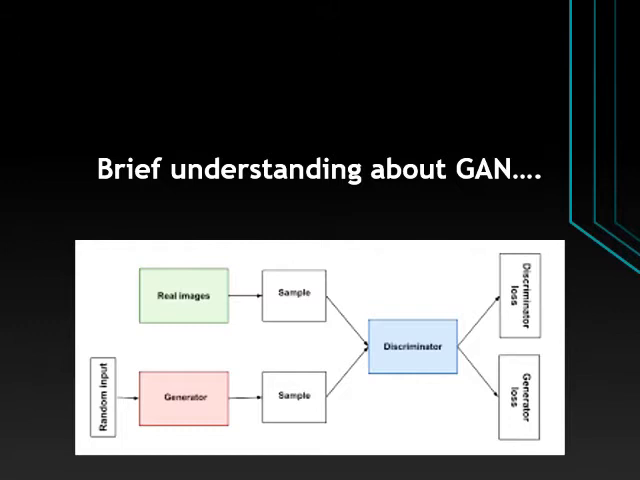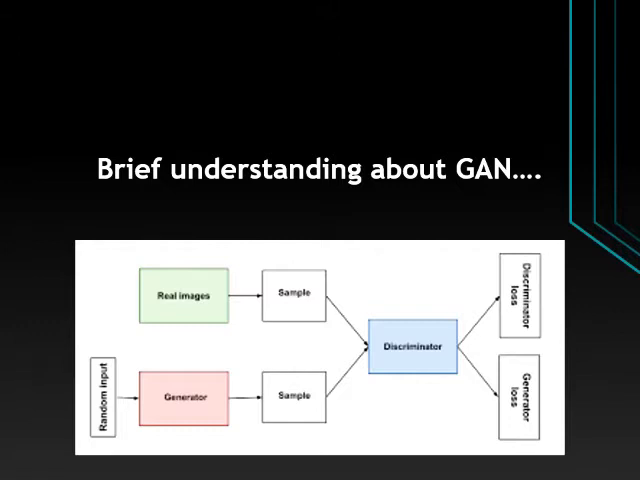Generative means to learn a generative model, and it describes how data is generated. Adversarial means the training of the generated model takes place in an adversarial setting. And the last one is network. We use deep neural network AI algorithms for training purpose.